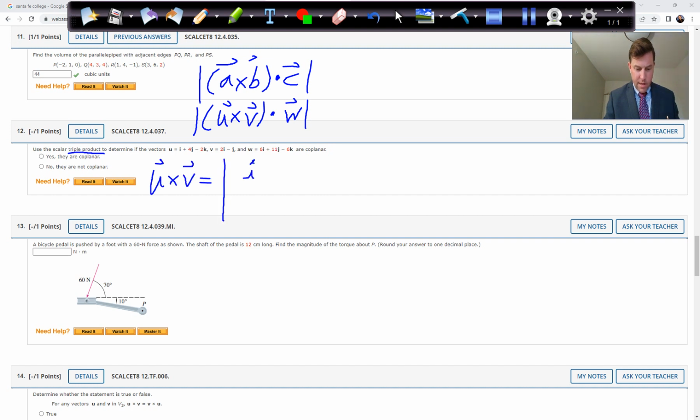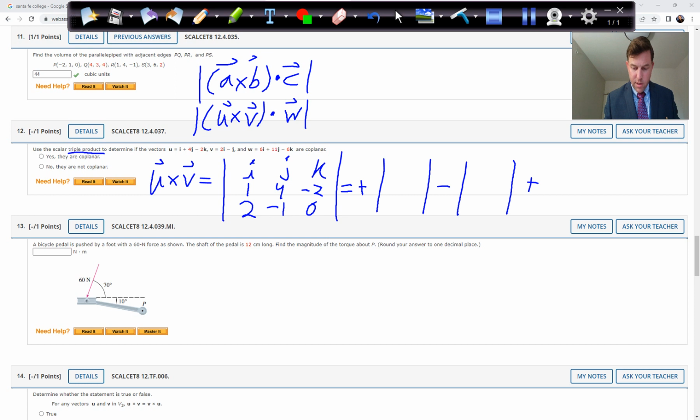I, J, K. I'm only going to show a few more of these, and then I'm going to kind of jump to what the product would be. Let's do a few more for practice. 1I, 4J, minus 2K for U. V is 2I minus 1J and no K value, so 0. So this is plus, minus, plus. Cover up the I column, 4, minus 2, minus 1, 0. Cover up the J column, 1, minus 2, 2, 0. Cover up the K column, 1, 4, 2, minus 1.